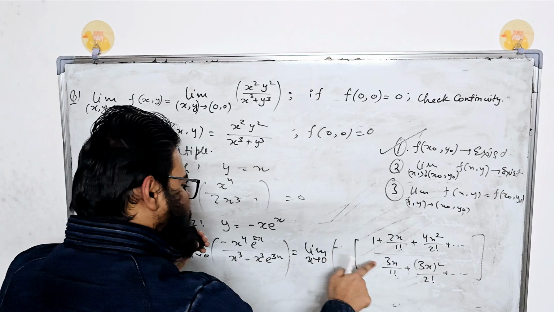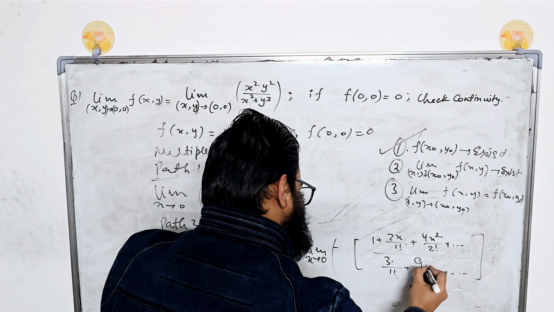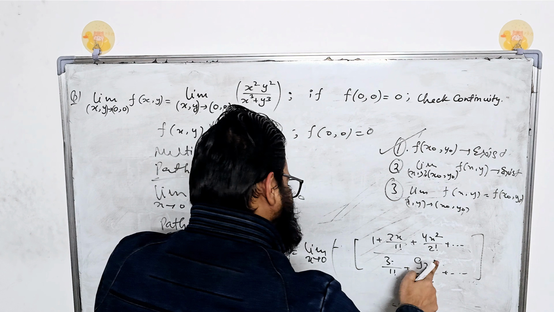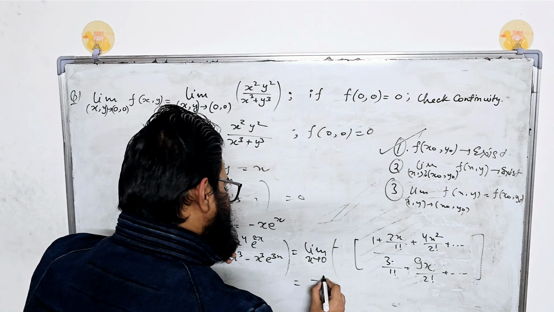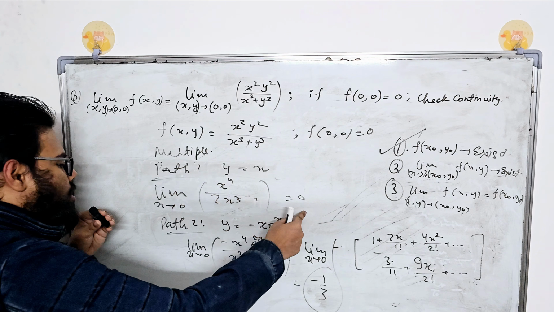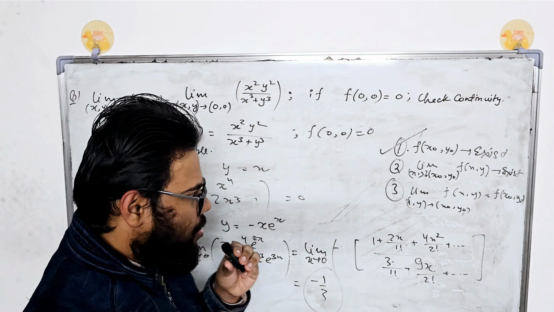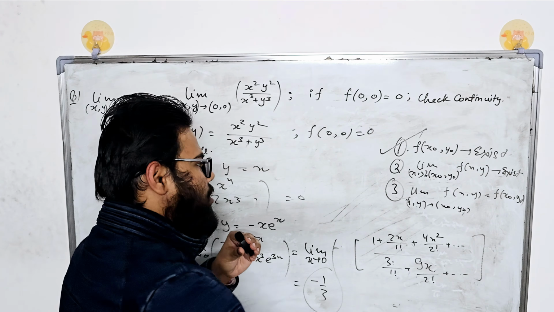Now this x and this will get cancelled, right? So it will be 9x squared, so 9x, and so on and so forth, right? Now when you substitute 0, you will be getting the answer as negative 1 by 3, correct? Now of course the limit through this path is 0 and the limit through this path is negative 1 by 3, so the limit does not exist, hence the function cannot be continuous. So this has failed.